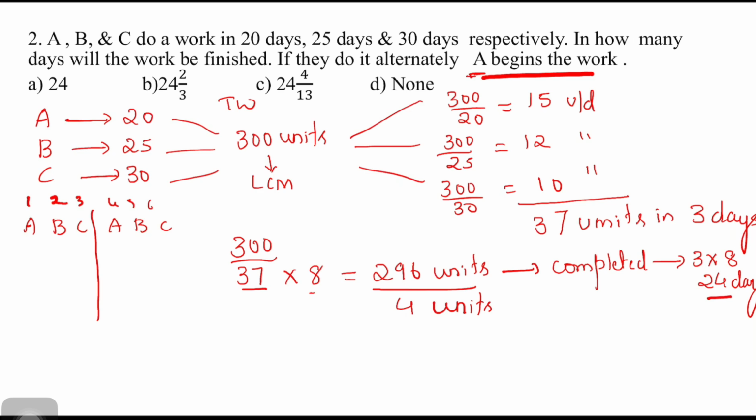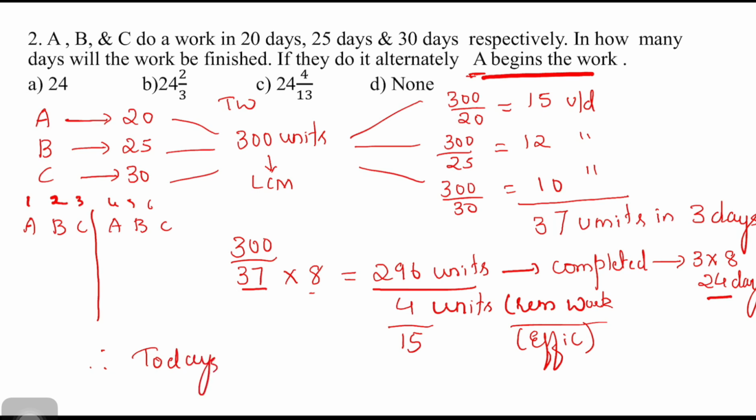So A's efficiency is how much? 15. So I told you all, the remaining work divided by the efficiency of the person who has to complete it, and that is A, and it is 15. So therefore total days required is 24 and 4 by 15 days. Option is not there, so option is none.